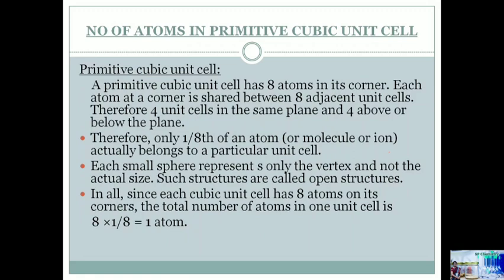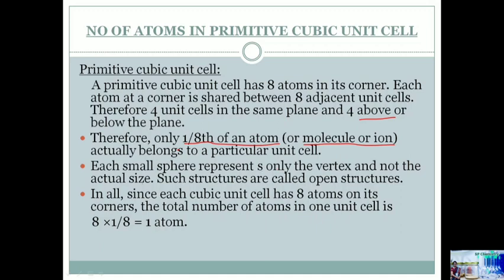Now we will calculate the number of atoms in a primitive cubic unit cell. Already we have discussed a primitive cubic unit cell has 8 atoms at its corners. So each atom at a corner is shared between 8 adjacent unit cells. Therefore, 4 unit cells in the same plane and 4 above or below the plane. Already I have shown this. Then only 1/8 of an atom, or a molecule, whatever the constituent particle may be, or it may be an ion also, actually belongs to a particular unit cell.